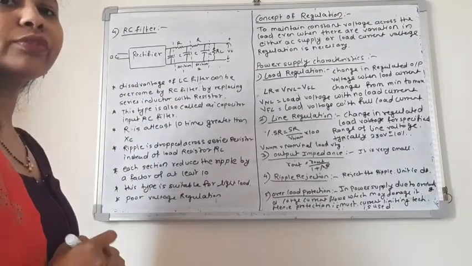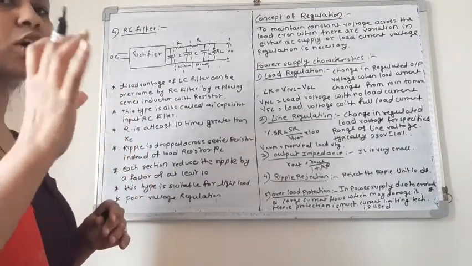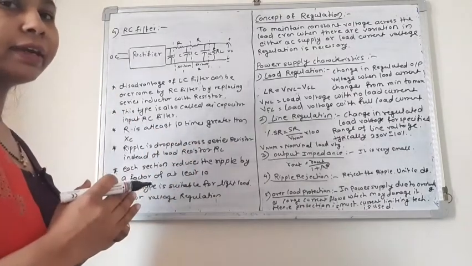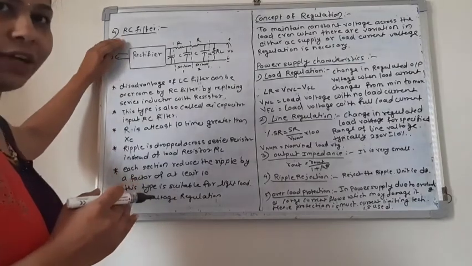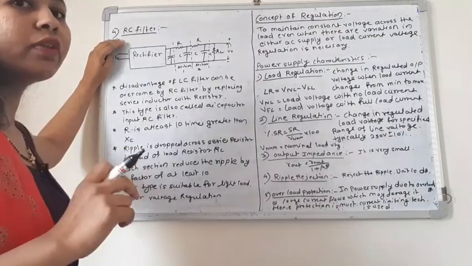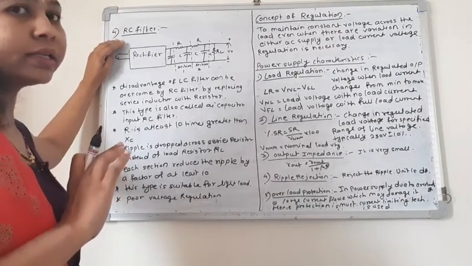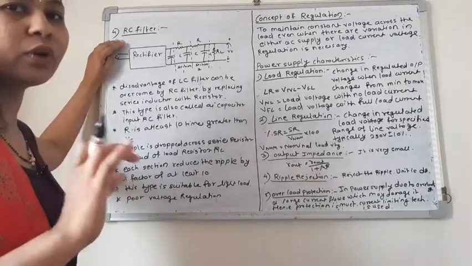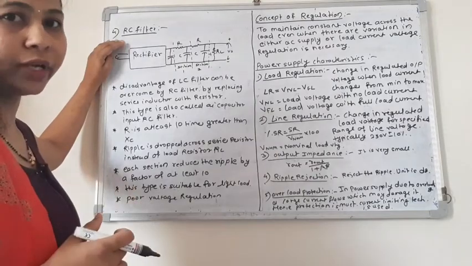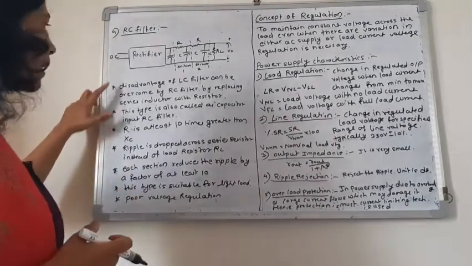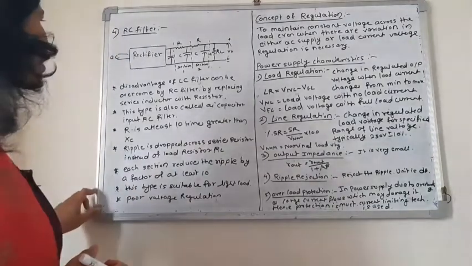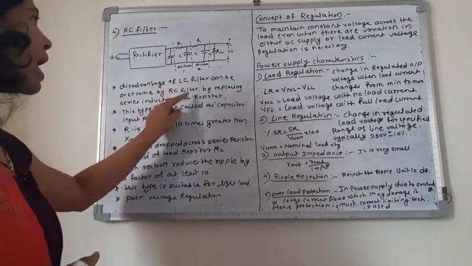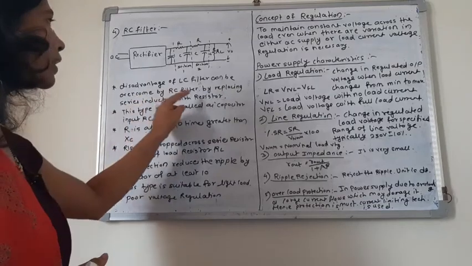Because the size of the inductor is very large and therefore the cost is again very high. So to remove that disadvantage we have to use the RC filter, but the RC filter is always used for light loads. No heavy loads are used in the RC filter to filter out the output voltage. Okay, so there are some points which we have to discuss. First, the disadvantage of the LC filter can be overcome by the RC filter by replacing the series inductor with a resistor.